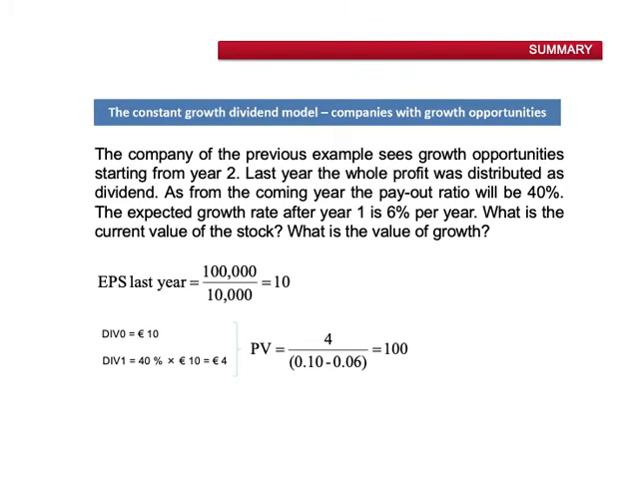Let's have a look at the solutions. First, we need to establish the size of the dividend. The size of the dividend at the end of the year is going to be 4, which is 40% times the earnings per share of last year, which gives us €4.